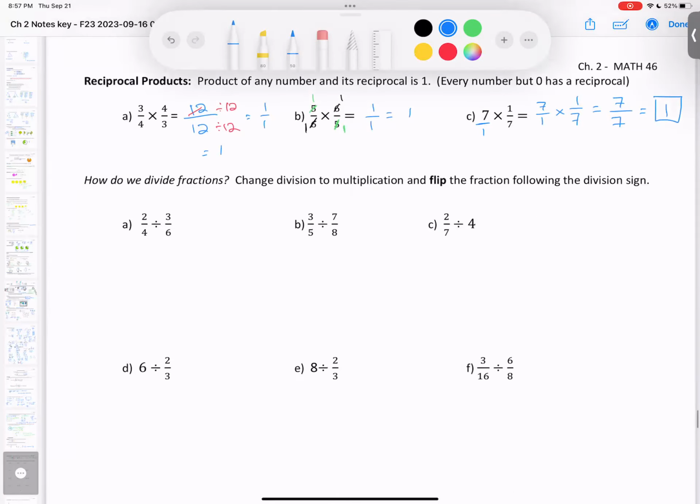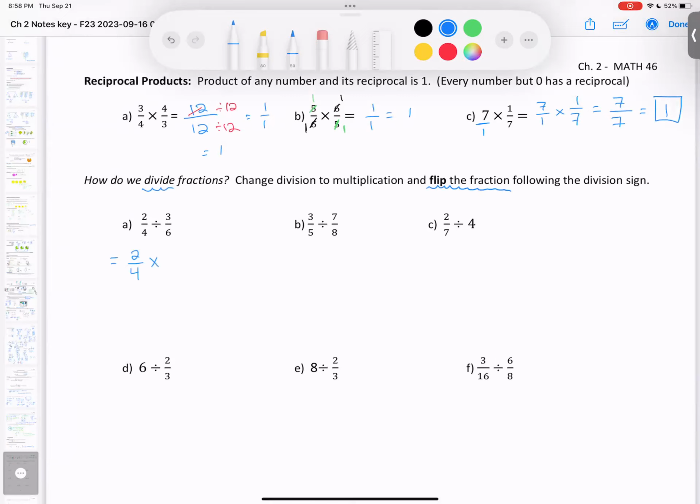All right. So as I mentioned earlier, to divide fractions, let's not worry about dividing them at all, really. Let's just change it to multiplication. We can do that by flipping the second fraction. Okay, so when we have 2 over 4 divided by 3 over 6, another way we can write that is 2 over 4. Now I'm going to change that division sign to a multiplication sign.